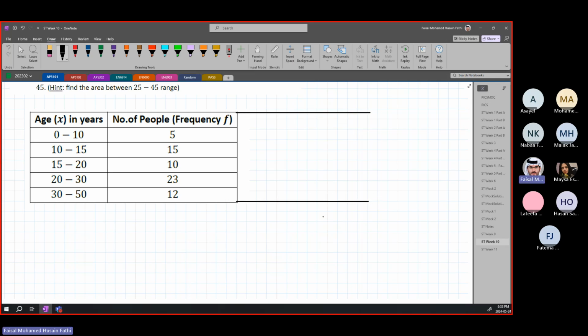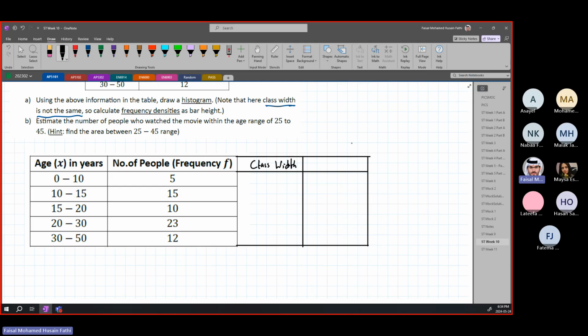Going to extend it in this way, and you're going to add 2 more columns. The first column is going to be your class width, which I just showed you how to find. Remember, class width is simply the subtraction of the upper minus the lower. So it's 10 minus 0 for the first one, which is equal to 10.